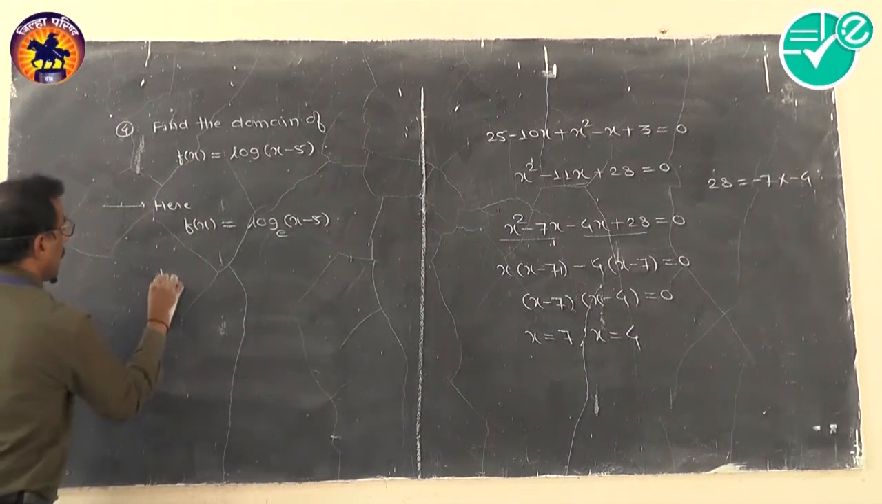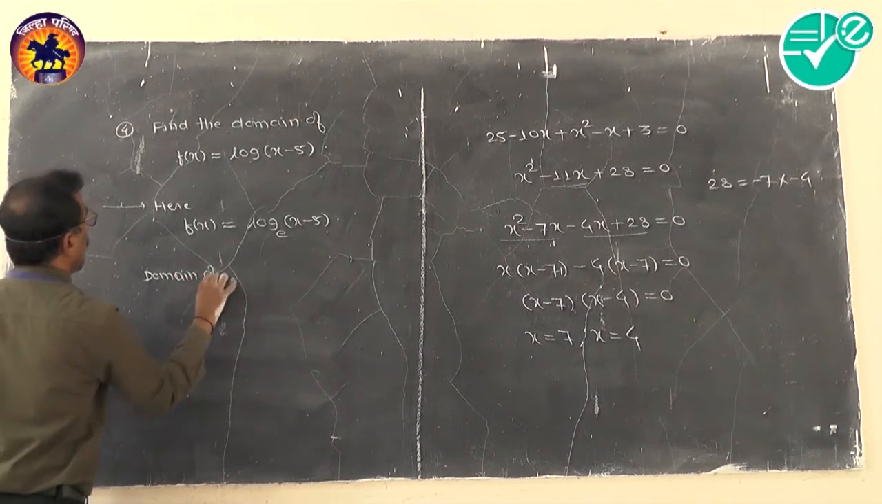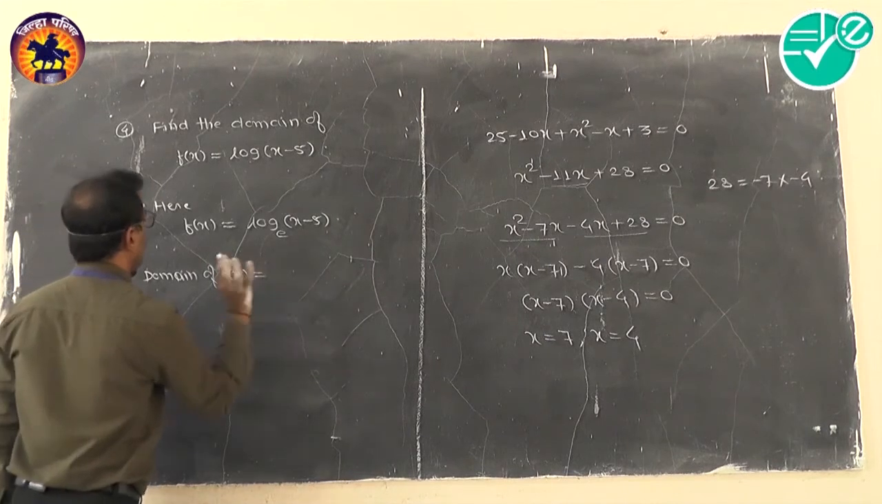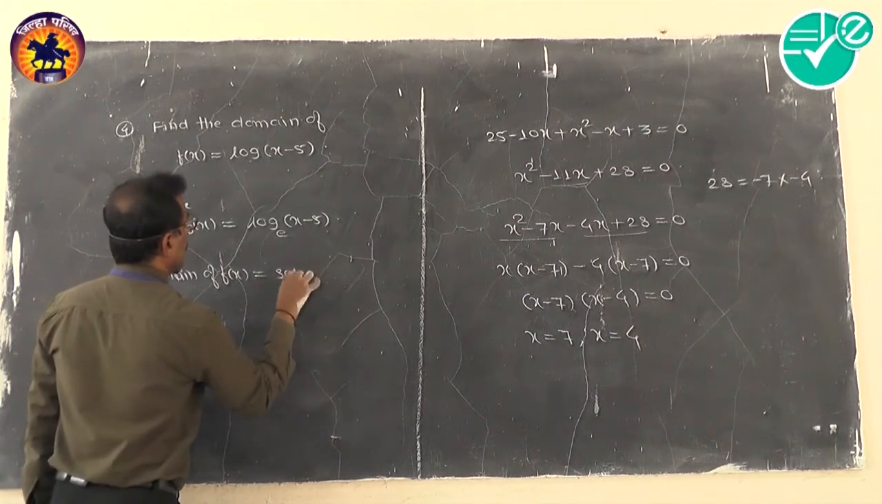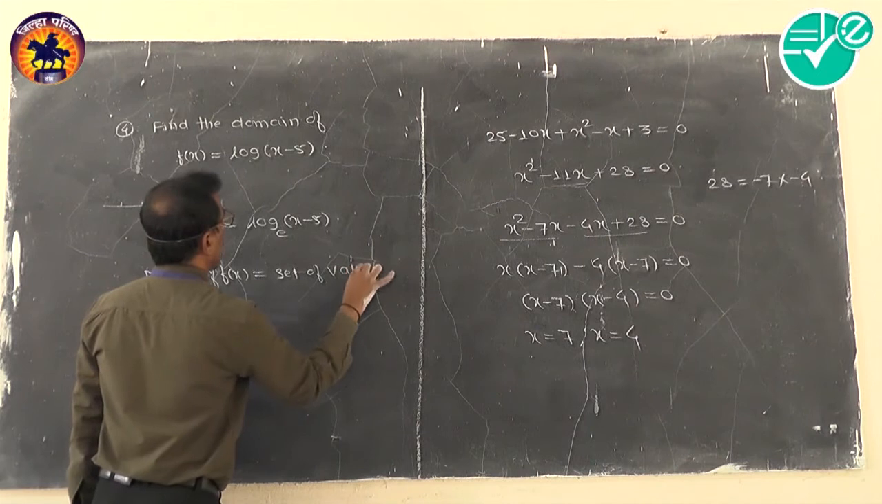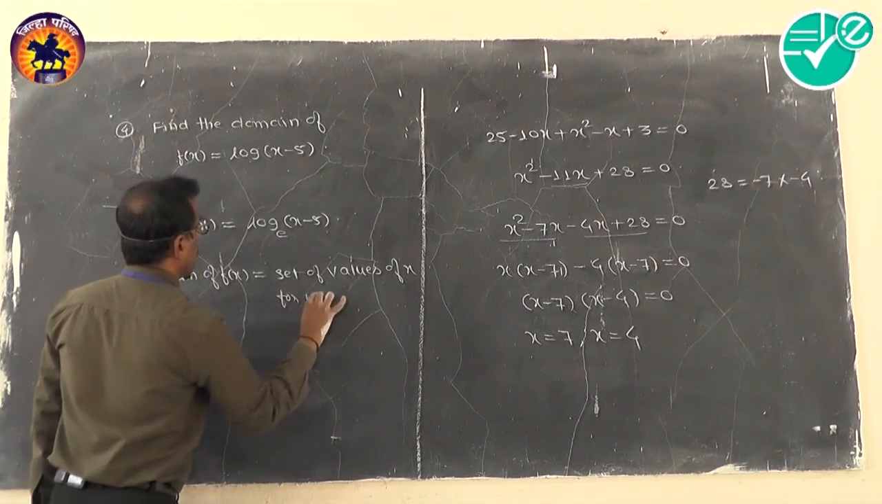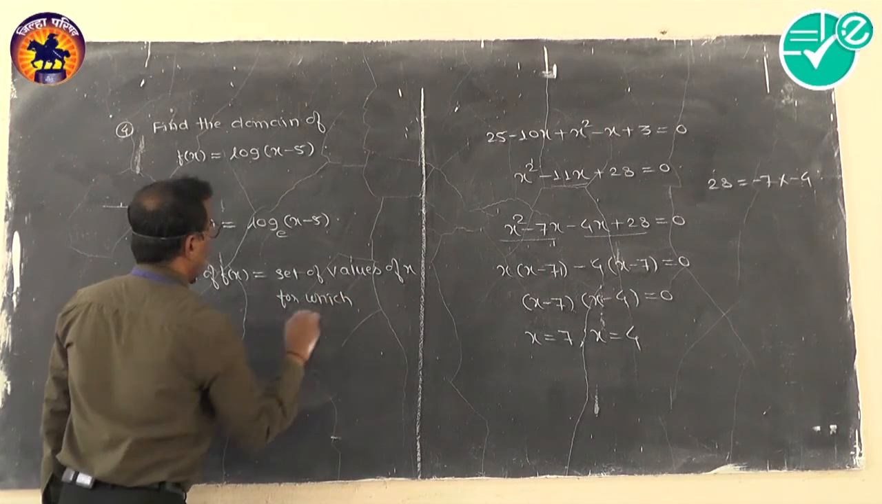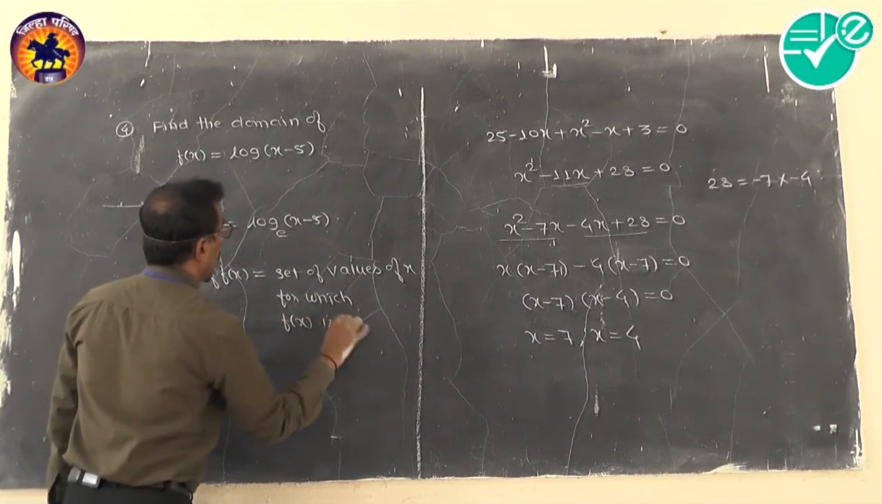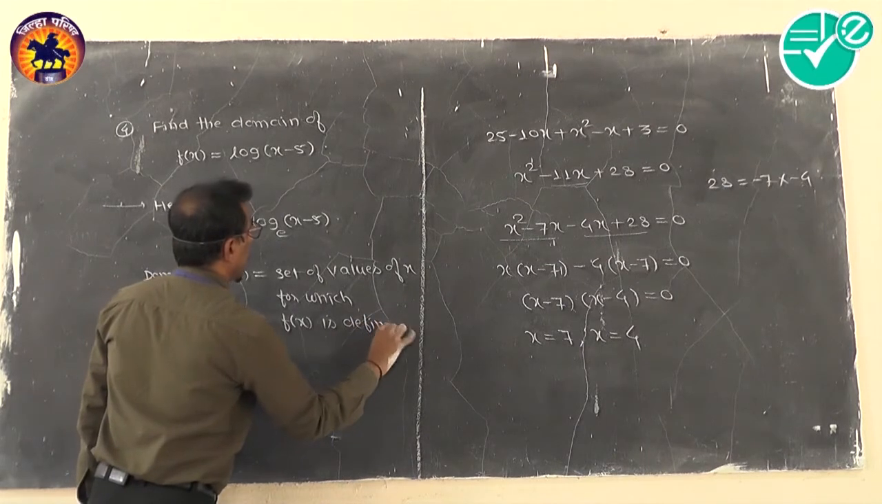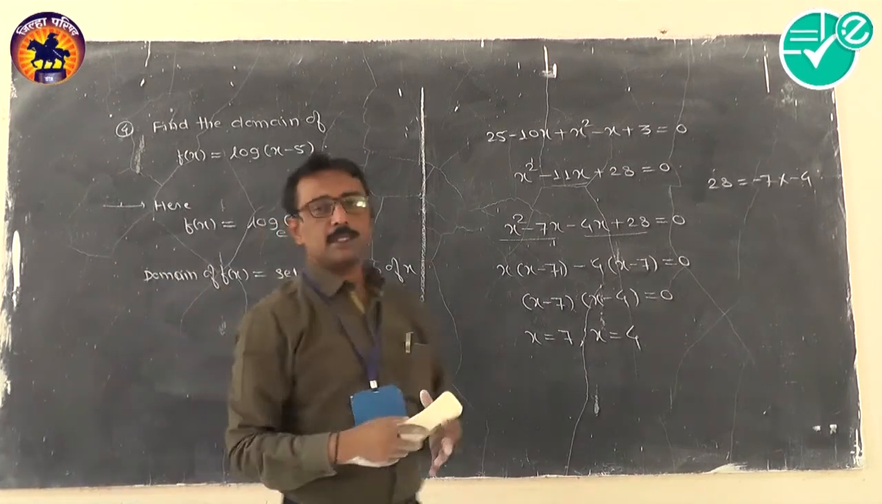Here we want domain set. Domain of f of x. I will write the definition of domain. It is the set of values of x for which f of x is defined.